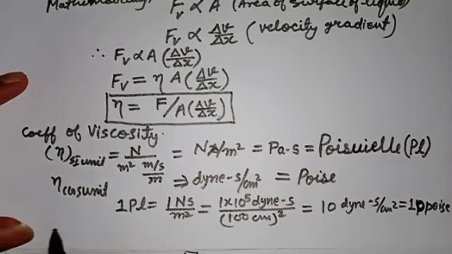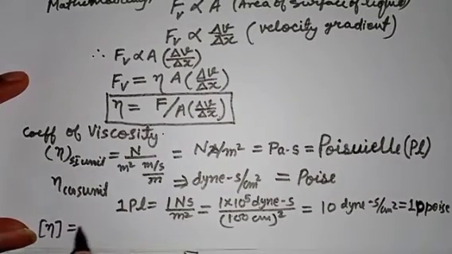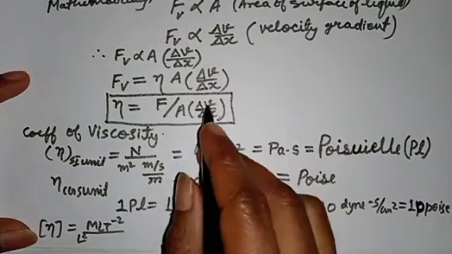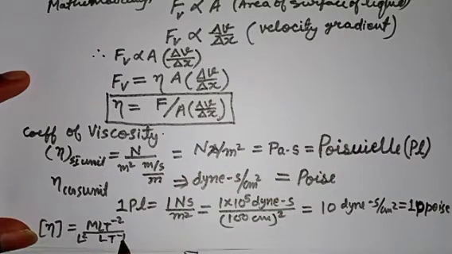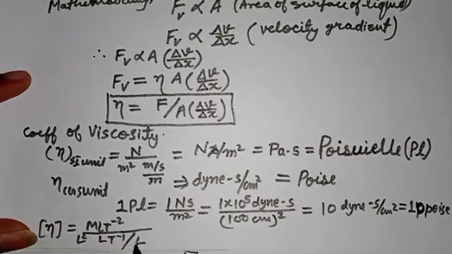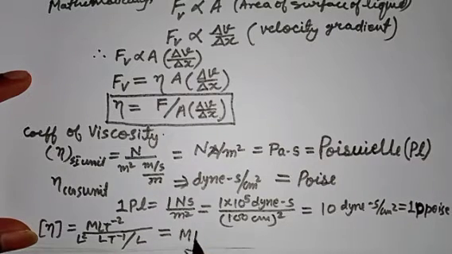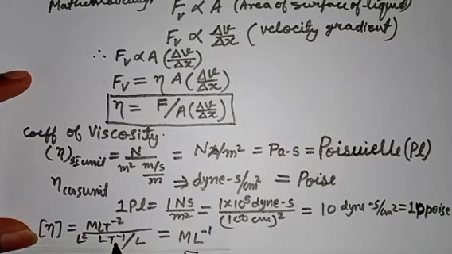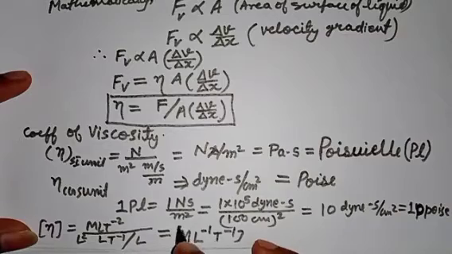So what about its dimension? It is also important. Dimension of force is M L T minus 2, dimension of area is L squared, dimension of velocity is L T minus 1, upon dimension of length. So ultimately it will be M. L will get cancelled, this will go up, so it is L minus 1. This T minus 1 will go up, so this is T minus 1.